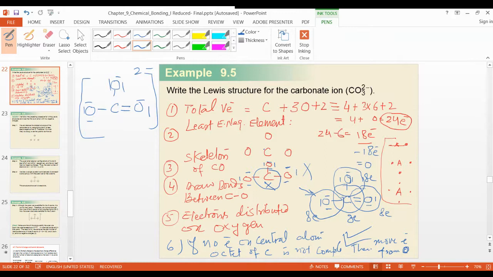Can you repeat why we subtract 18 electrons from 18? How many electrons do you put on each oxygen? It's 6. And how many oxygens do you have? 6 multiplied by 3. Okay, it's clear.